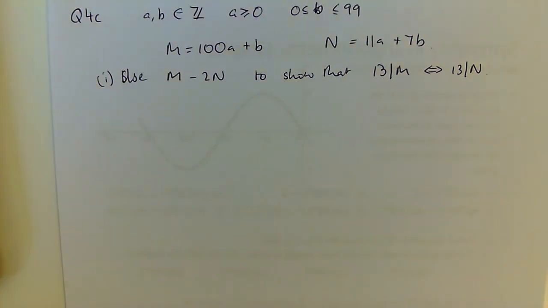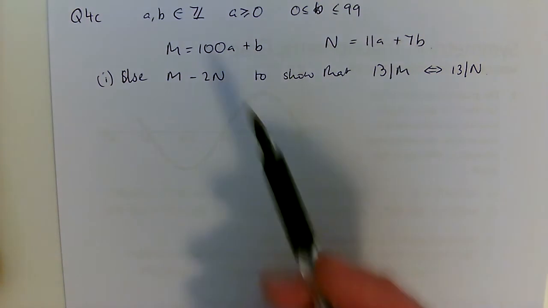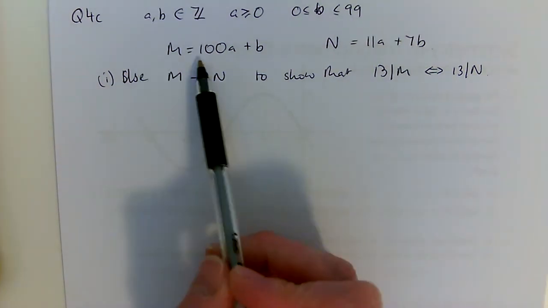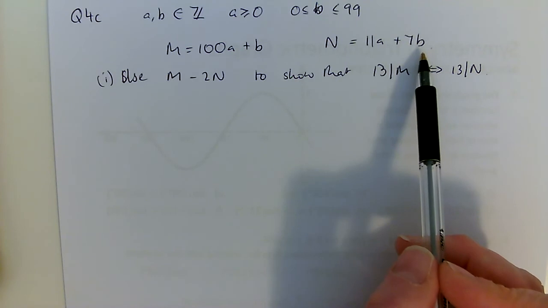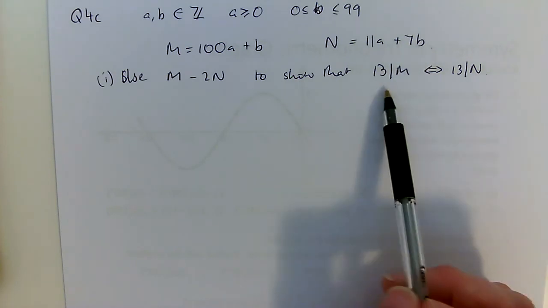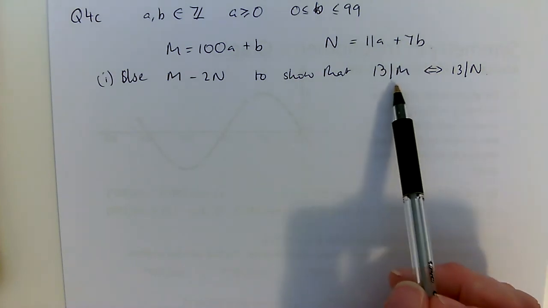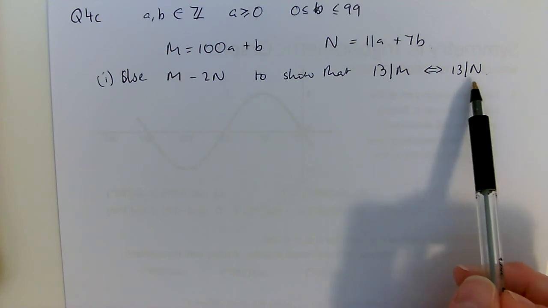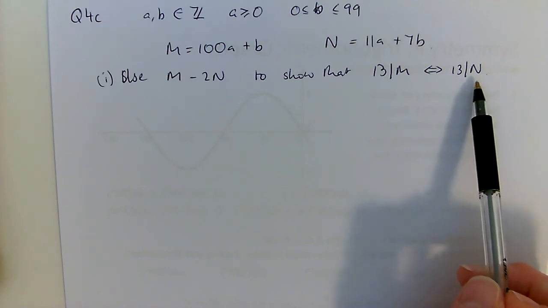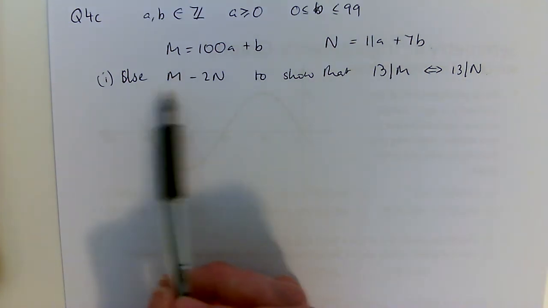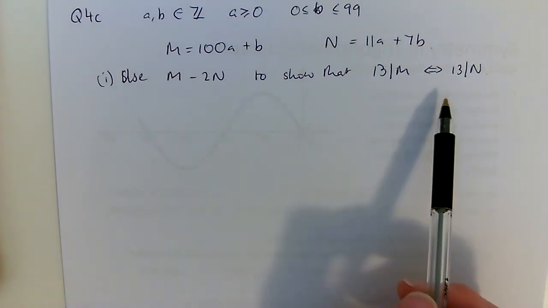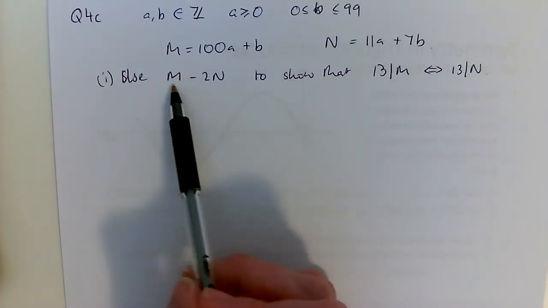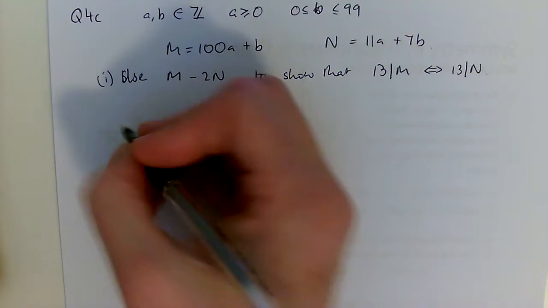This is for the number theory revision, a little bit of help for question 4c. Okay, so we're given that m is 100a plus b and n is 11a plus 7b, and we're ultimately going to show that if 13 divides into m, then it also divides into n and vice versa. But the difference with this question is that we have to use m minus 2n to show that. So we're going to follow our instructions and work out what m minus 2n is.